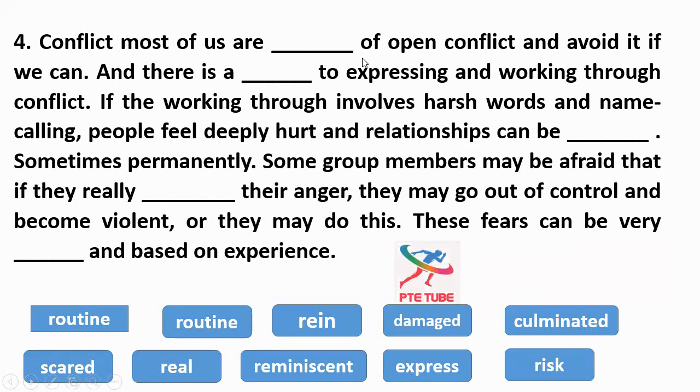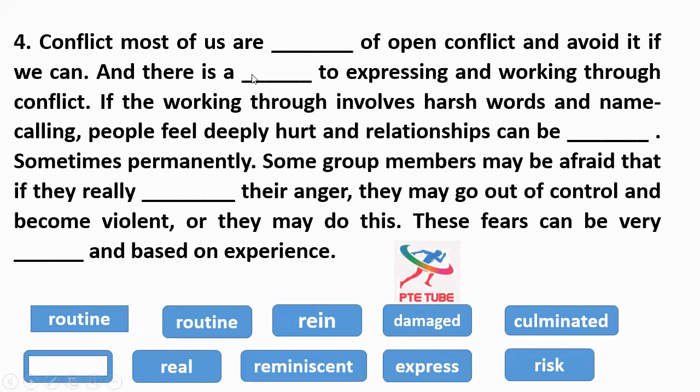Conflict, most of us are, an ed word has to come over here. By understanding the words before the blank, we get to know that conflict, most of us are dash of. It can be ing as well, but since I have "of", from collocation, before "of" an ed word most of the times comes. Routine, damaged. Conflict, most of us damaged. Culminated, no. This could be, but that doesn't go well. The next word I have is scared. Conflict, we know what conflict is. It could be war. Most of us are scared of. Yes, this goes well. Most of us are scared of conflict and avoid it, isn't it? We are scared and we avoid it if we can.